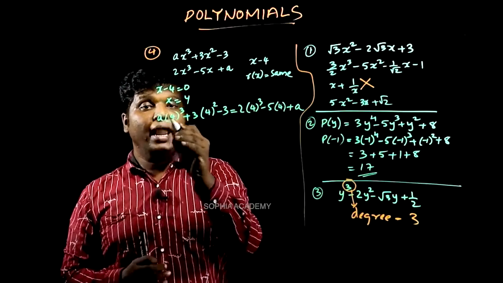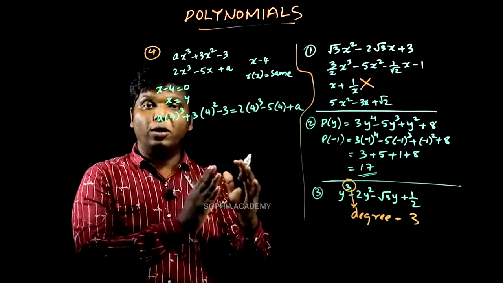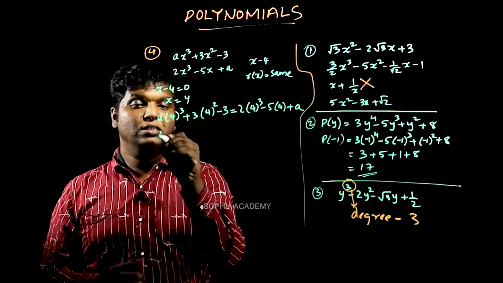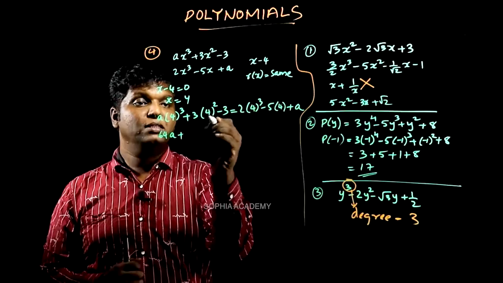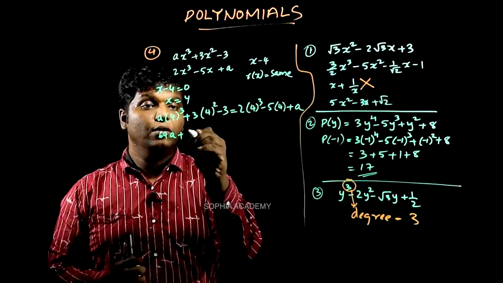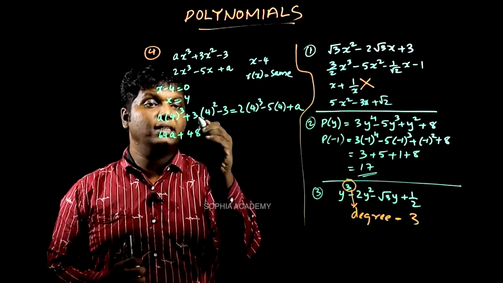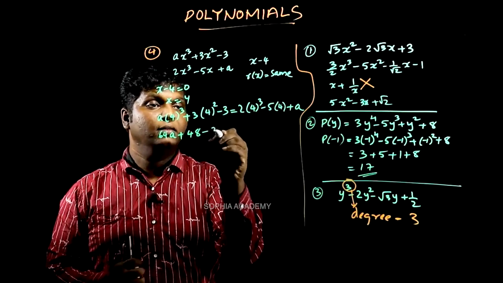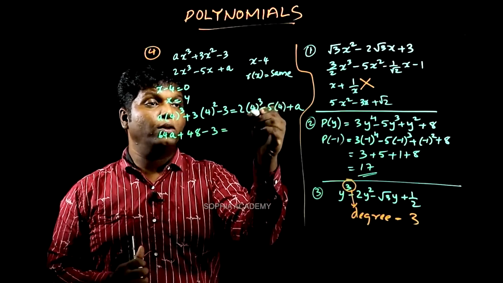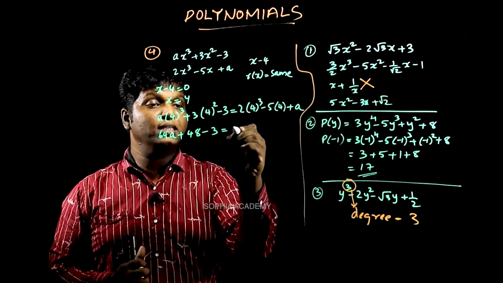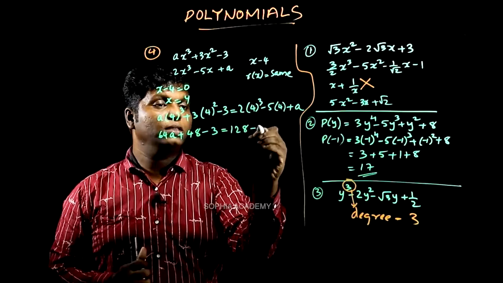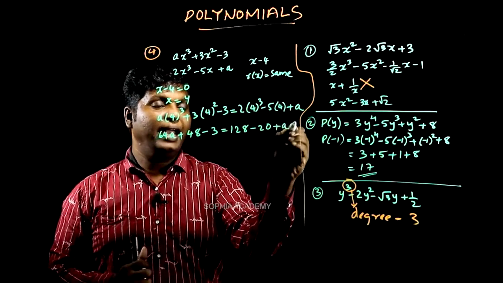So now tell me, a into 4 cube. What is 4 cube? 4 into 4 into 4. 4 4s are 16, 16 4s are 64. So 64a plus 4 square. What is 4 square? 4 into 4, 16. 16 3s are 48, right? So 48 minus 3 is equal to, here 4 into 4 into 4, the cube of 4 is 64. 64 into 2 is 128, minus 5 4s are 20, plus a.